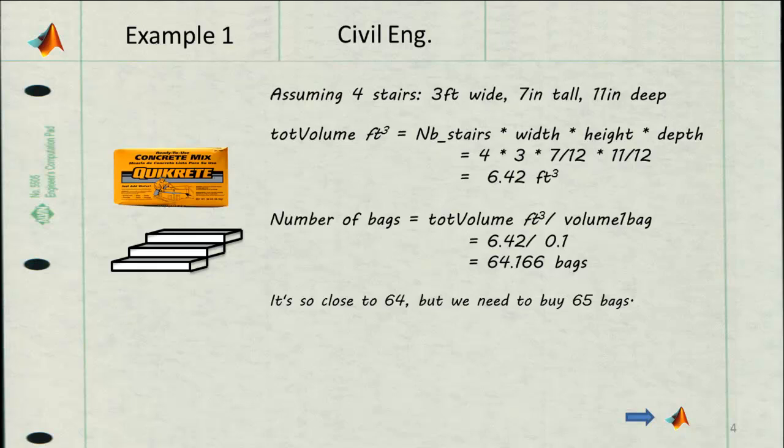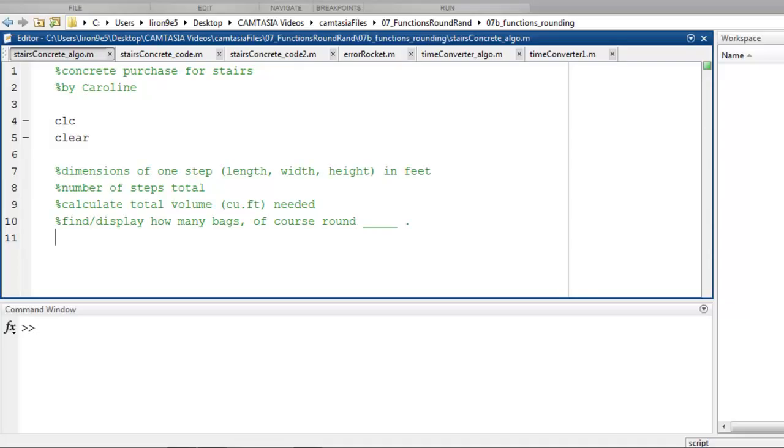Let's go see in MATLAB. So the first thing we need to do is an algorithm to lay out our plan before we even start coding. The first thing we need to dimension is our step. Length, width, height, in feet. Then the number of steps total. Calculate the total volume and find and display how many bags. Of course, we're going to round up.